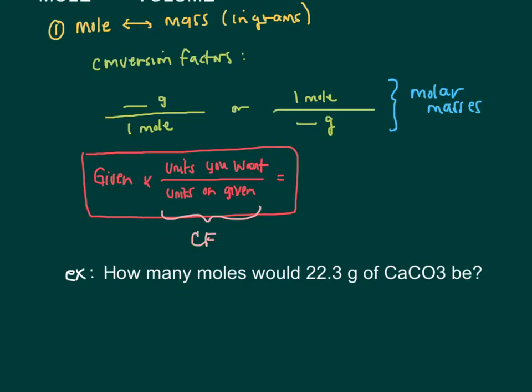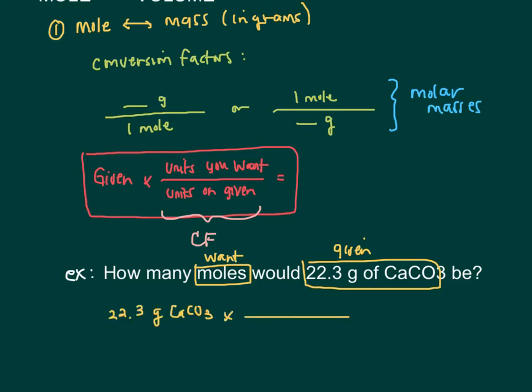All right, so let's do an example. How many moles would 22.3 grams of CaCO3 be? So we are given grams of CaCO3 and we are asked to find moles. So we need to set it up with the given first, and then we're going to multiply by a ratio with grams on the bottom so that those cancel, and moles on the top because that's what we want.